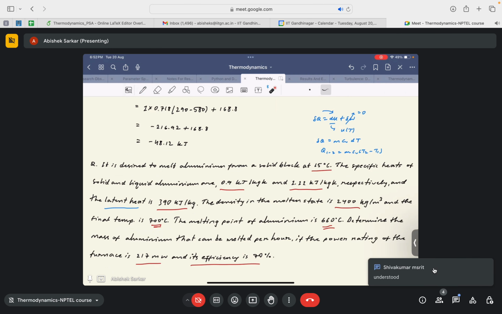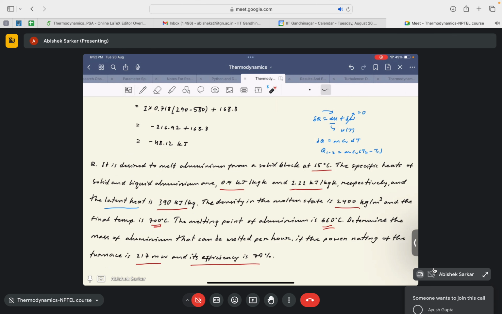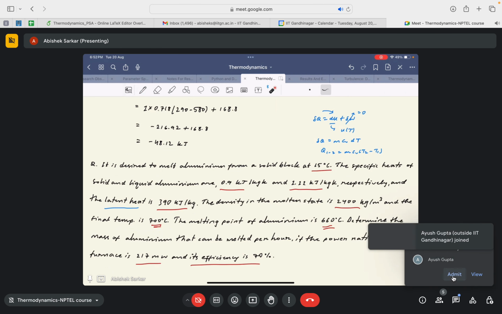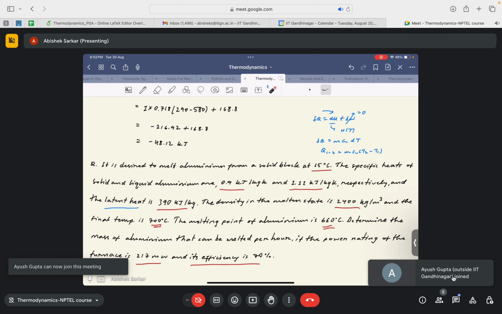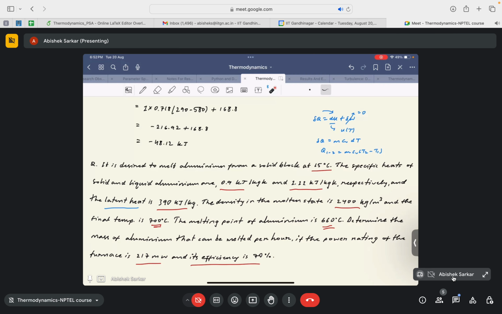Understood. Thank you. Okay. So that's what I wanted to let you know. If you know it now, it's completely fine. So here you can clearly see that even though the melting point of aluminium is 660 degrees Celsius, the furnace operator is heating it to a temperature higher than the melting point, to ensure that the latent heat required to change the aluminium from solid to liquid is given to the solid aluminium, so that the phase change can occur and we can obtain the liquid aluminium. So that's why the final temperature is higher than the melting point of aluminium.